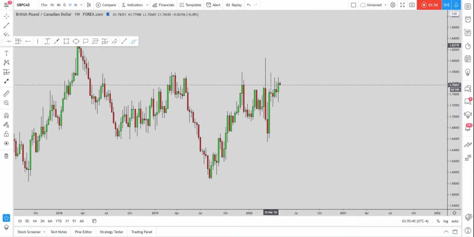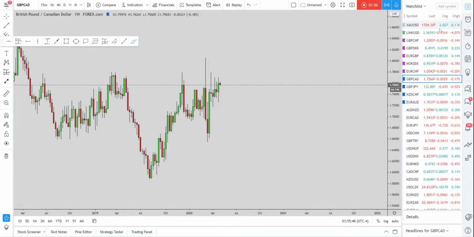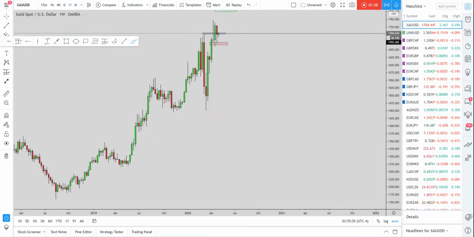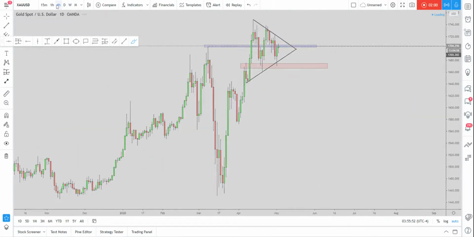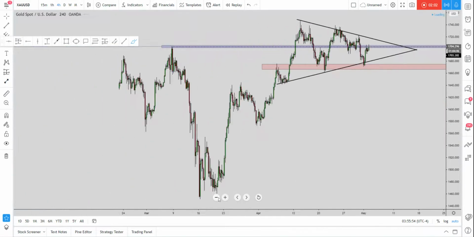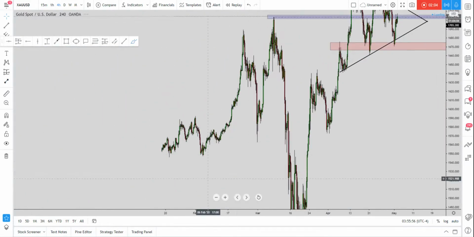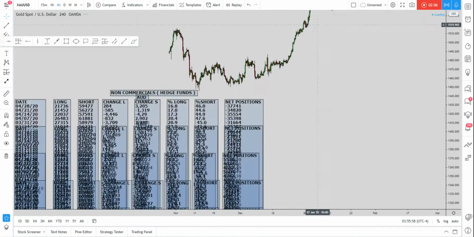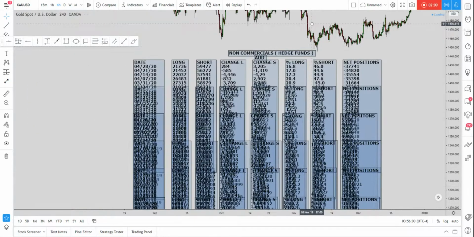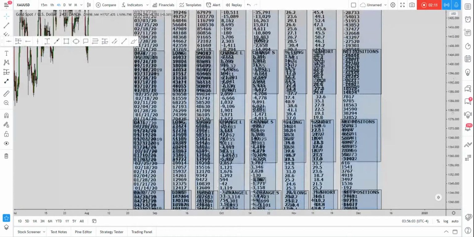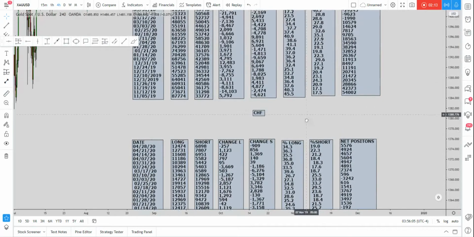Now, if we go and see what is the situation at the moment from a COT perspective to see how we can be capitalizing on a possible move on GBP CAD, let's go and see what we have. Now, if we go and check our COT data, let's see what kind of situation we have both from a CAD perspective and a GBP perspective.